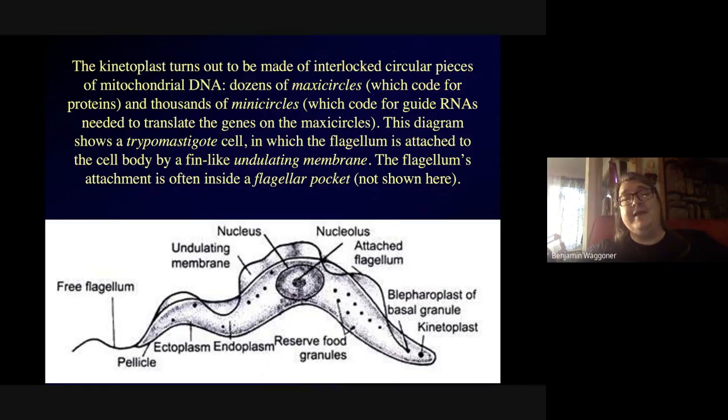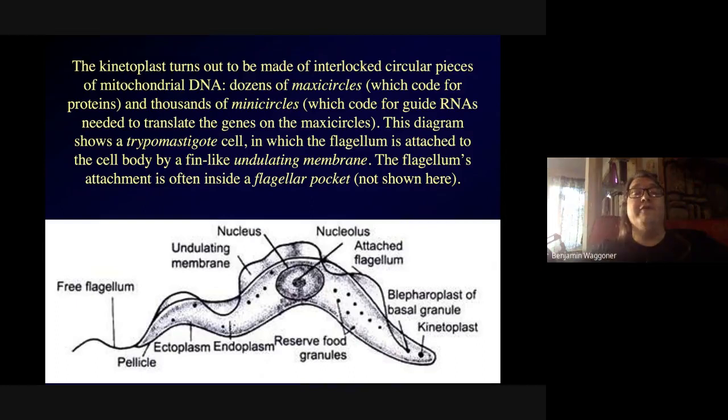Kinetoplastids can actually take many forms. This one's called a trypomastigote. Trypanosoma is a nice example of a trypomastigote, and you can see how the flagellum is attached to the cell body by that fin. In others, the flagellum isn't attached by that fin and just sticks out freely. That's a promastigote. Leishmania goes through a stage in the human body where it doesn't have a flagellum at all. That's an amastigote. In the fly, Leishmania does have a flagellum.